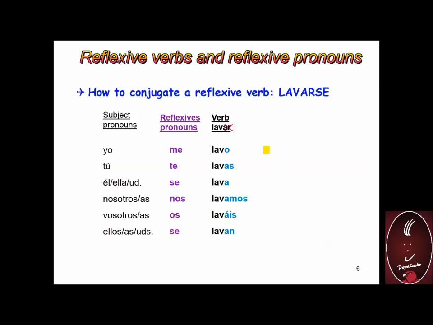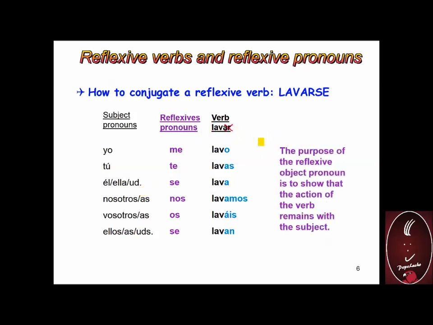The literal translation for this conjugation in English would be I wash myself, you wash yourself, he washes himself, she washes herself, you wash yourself, and so on. So the main purpose of those reflexive pronouns is to show that the action of the verb remains with the subject.